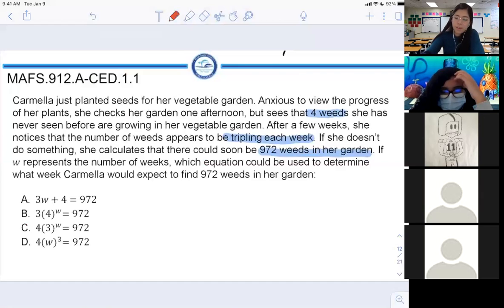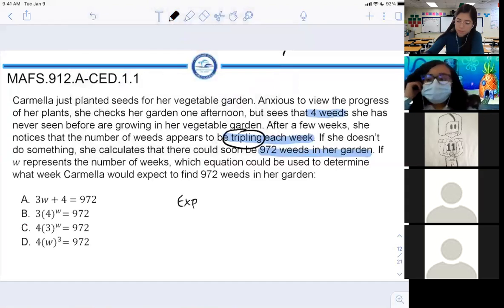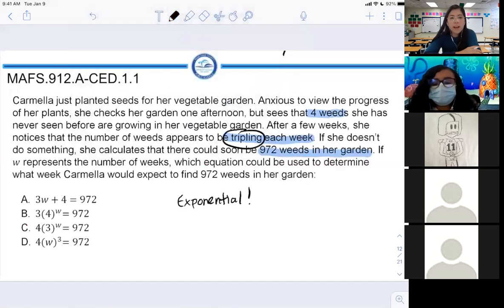Awesome, thank you. Okay, so I highlighted a couple of keywords, and the big word that I highlighted is tripling, because when something is tripling, what do we know? What type of function does that remind you of? Exponential. Exponential, very good. Tripling, that's going to be an exponential function. Which of these answer choices can I rule out based on that information? First one. Good. A is out. What else?